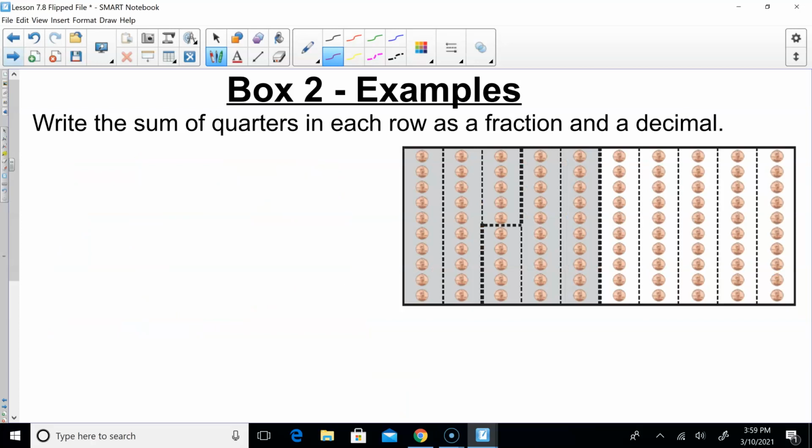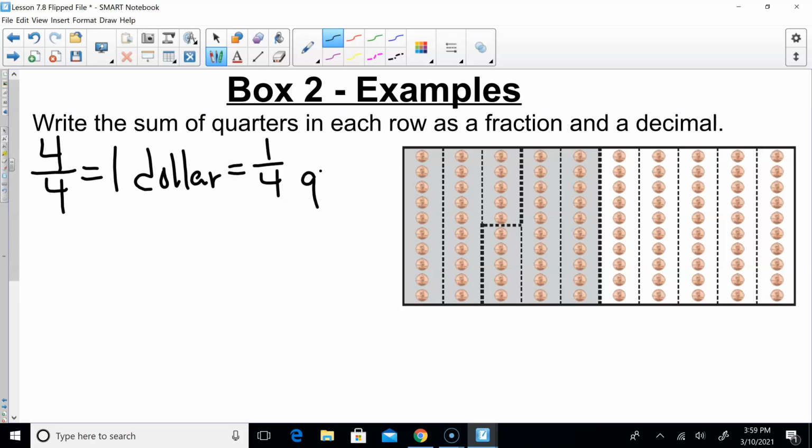What if we went with quarters? Now we have a different little image there. We have more that's shaded in. Write the sum of quarters for each row as a fraction and a decimal. Well, first off, how many quarters make a dollar? If we look at this picture, we know that 4 quarters make a dollar. So that means 4 fourths equals $1. So a quarter would equal 1/4 of a dollar.